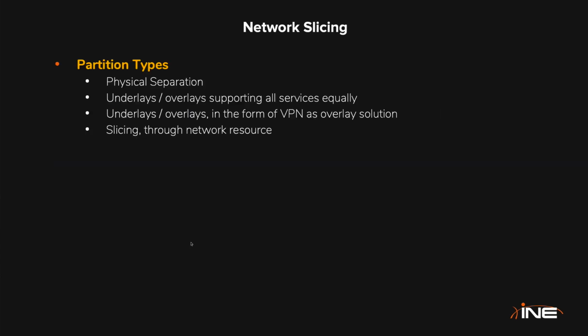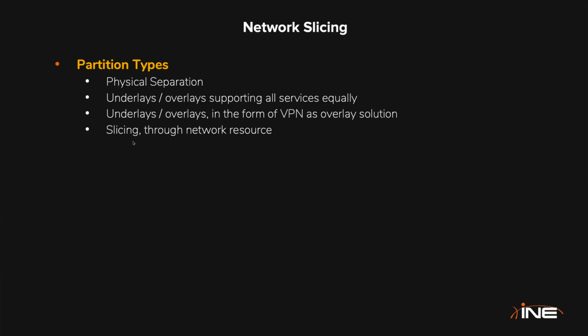Now, there are different types of slices or ways that you can actually create that partition to basically allocate a resource to a client. So one could be a physical separation. A physical separation is something which is not desired. You would not want to do a physical separation because, again, it's not cost effective. It's extremely expensive. The second way would be to do underlay or overlay supporting all services equally. Here, the problem is that it's best effort. So it's not fully representing a network slice because you're actually equally sharing between all customers.